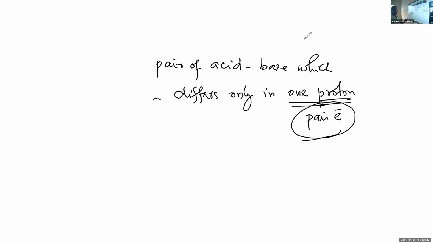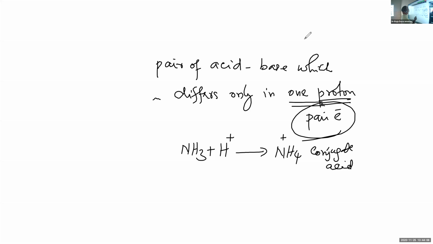Then what are the conjugate acid and base of NH3? You are given NH3 and you have to find out the conjugate acid. How do you get the conjugate acid? You add H plus. Then you will get NH4 plus, with a plus charge. This is the conjugate acid of ammonia. And what is the conjugate base of ammonia? NH3. How do you get the conjugate base?